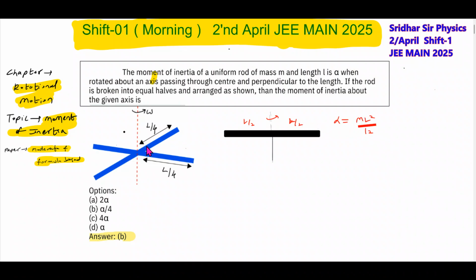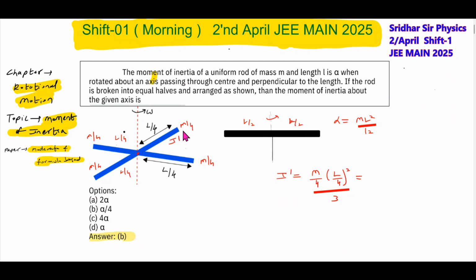We know it. Now the same rod is cut into 4 parts, each of length L by 4. What will be its moment of inertia? First we will calculate that of an individual rod. I dash, the moment of inertia of this part, should be equal to its mass, which is M by 4, the mass of each part, times L by 4 whole square by 3. ml square by 3 is the formula.